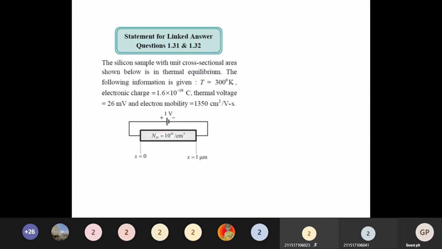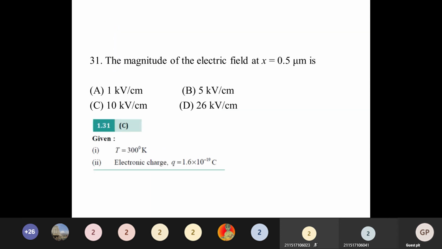So this is the material, Nd equal to dopant atom concentration. Nd is equal to 10 to the power 16. So the material is n-type material. Now the first question: the magnitude of the electric field at x equal to 0.5 micrometer. So here the distance is equal to 0.5 micrometer they have given.